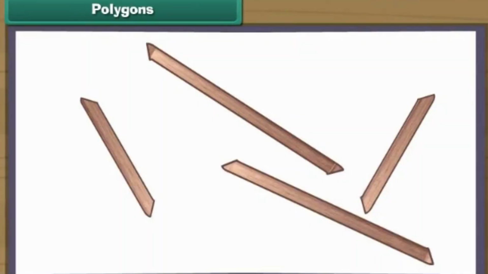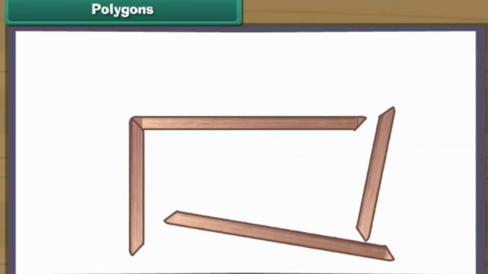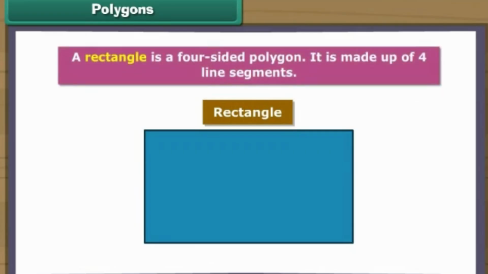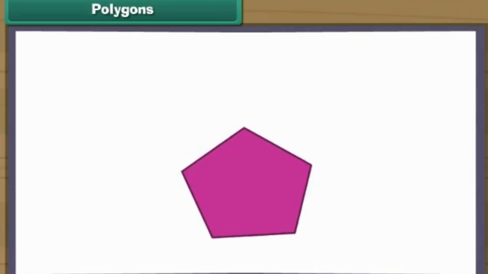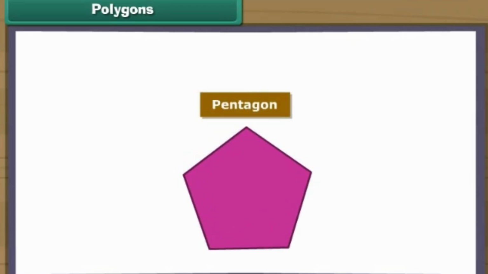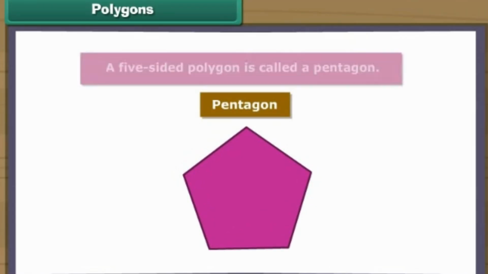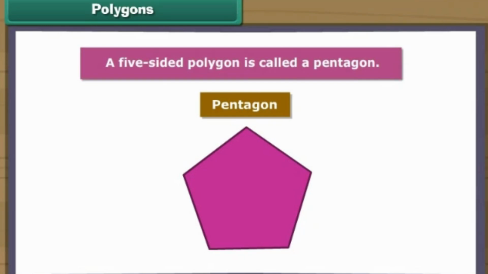We use 4 pieces of carved wood to create a photo frame. We have created a rectangular photo frame. A rectangle is a 4-sided polygon. It is made up of 4 line segments. Look at this image of US Army headquarters. It is known as the Pentagon, as it has 5 sides. A 5-sided polygon is called a pentagon.